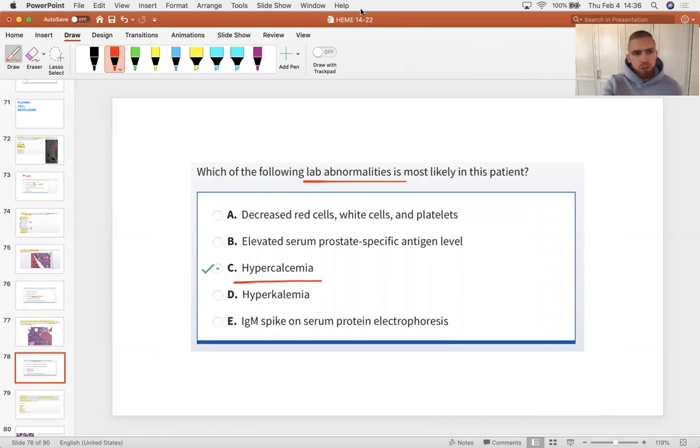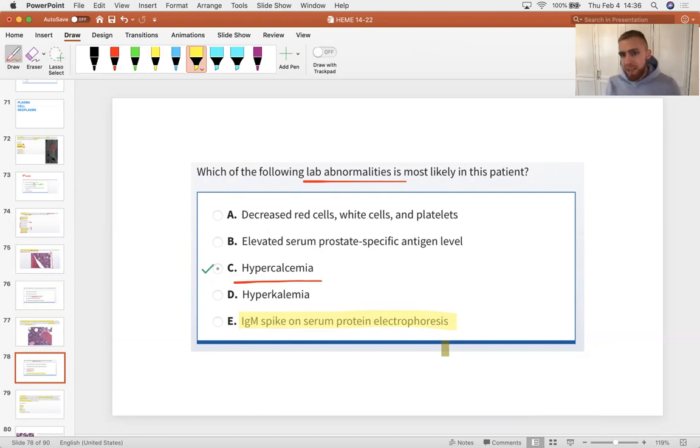A couple answer choices that could have thrown you off here. The IgM spike on electrophoresis, man, they really wanted you to say that, but you didn't because you knew that if IgM were up, a bunch of monoclonal IgM means that the diagnosis is Waldenstrom Macroglobulinemia, okay? And that's the only thing that's going to give you a monoclonal IgM spike.